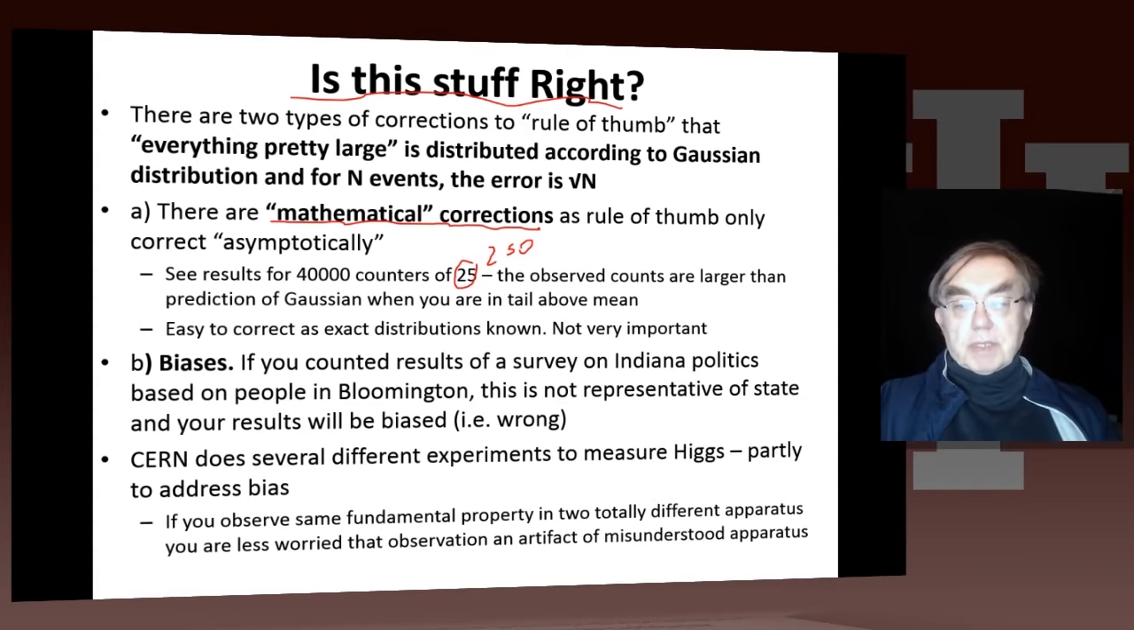So that's what they're plotting above the mean, it's above the Gaussian. And that's essentially trivial because if you wanted to, you could correct it because you know the exact distribution of the mean is 25. And it's really very unimportant. These types of mathematical corrections can be ignored. Far more serious are these biases.